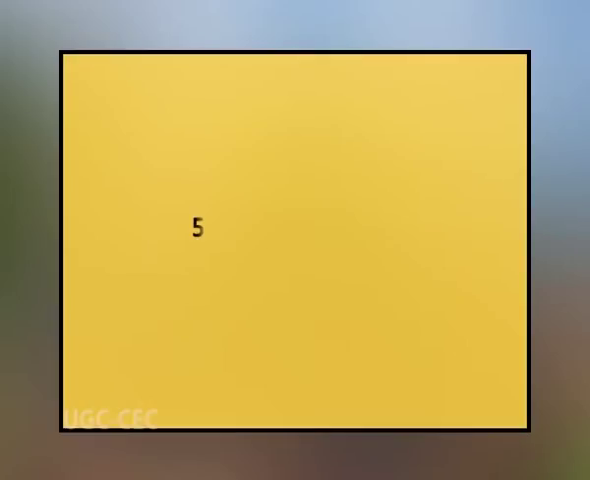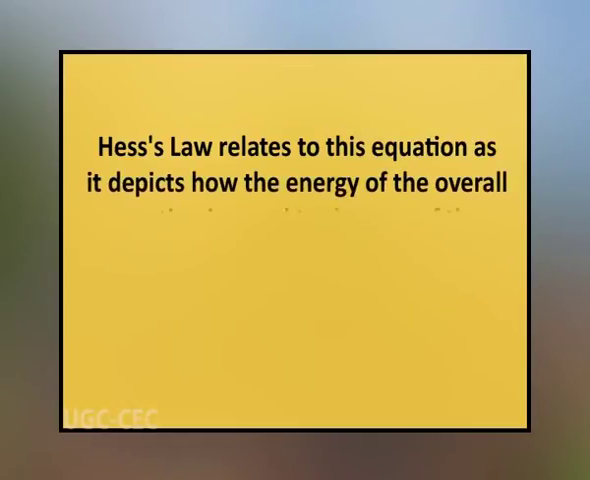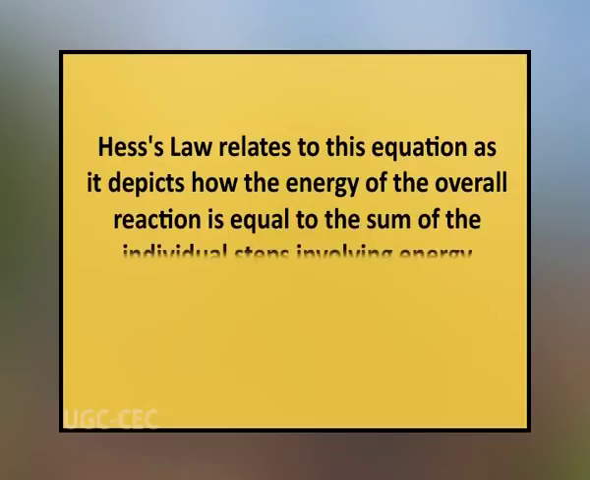The net change of the reaction is therefore 594 minus 587, which is equal to plus 7 kilojoules per mole. Since this is positive, that is delta H is greater than 0, the reaction is exothermic. Hess's law relates to this equation as it depicts how the energy of the overall reaction is equal to the sum of the individual steps involving energy change.